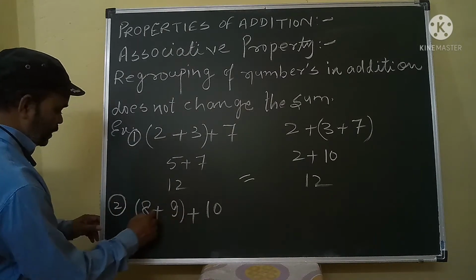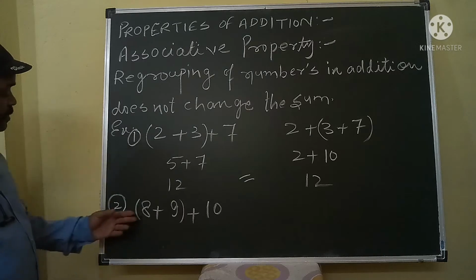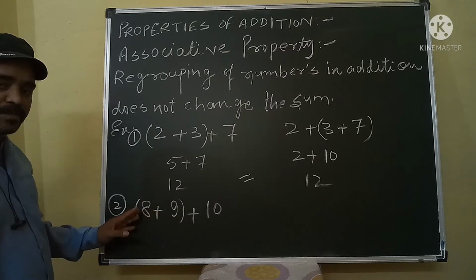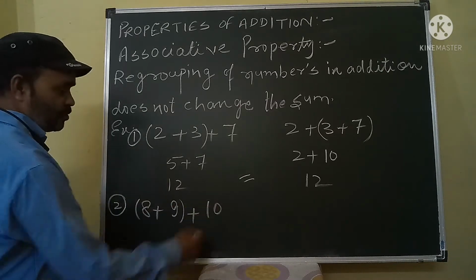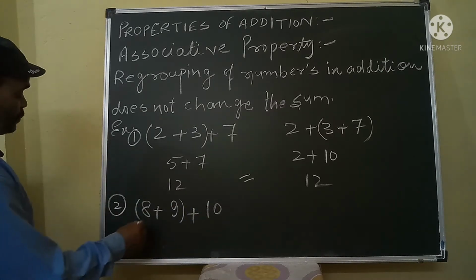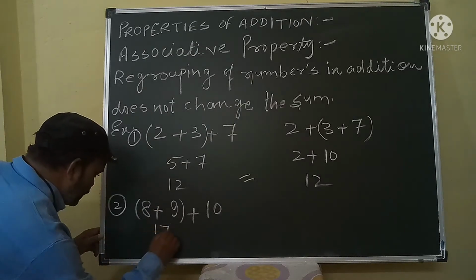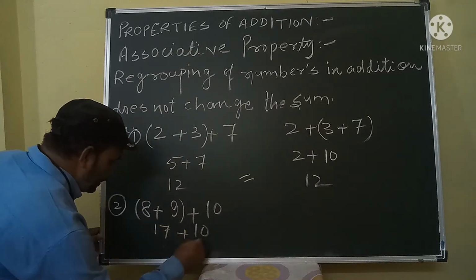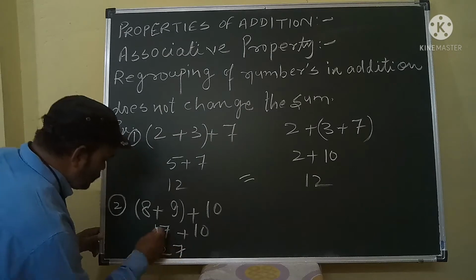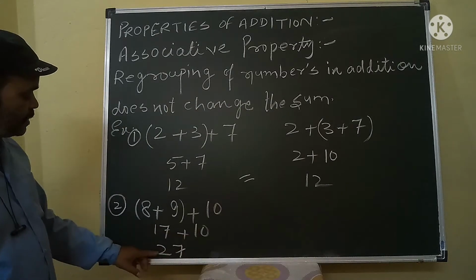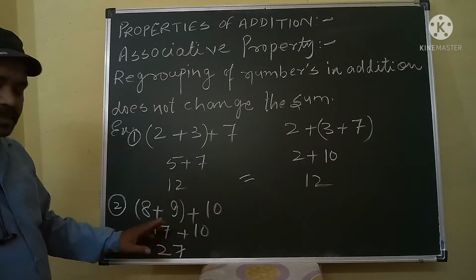In the first group, 8 plus 9. That means 8 and 9 will be in the bracket and 10 is not in the bracket. Therefore, first we will add 8 plus 9, 17 plus 10. It will give you 27.